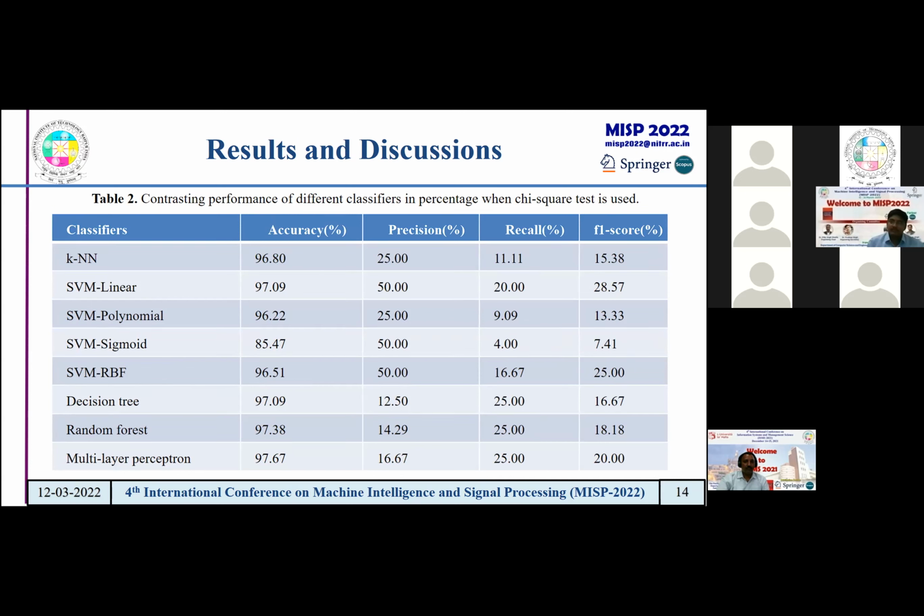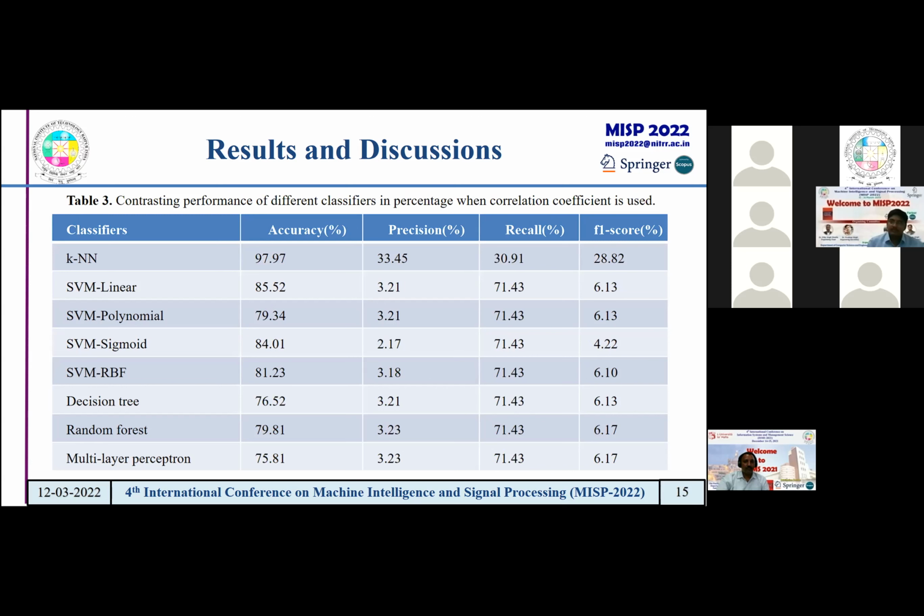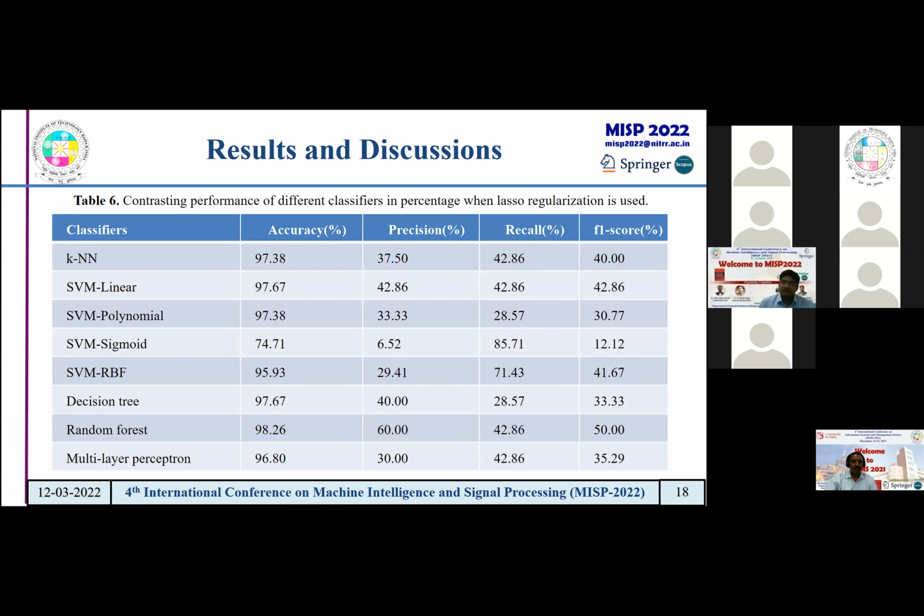Proceeding further, when I used correlation coefficient, I found that KNN gives the best accuracy of 97.97%. For the forward selection technique, random forest gives the best accuracy of 97.97% as well. For backward elimination, random forest again gives 97.97% accuracy. And finally, with lasso regularization, I got an accuracy of 98.26% from random forest.